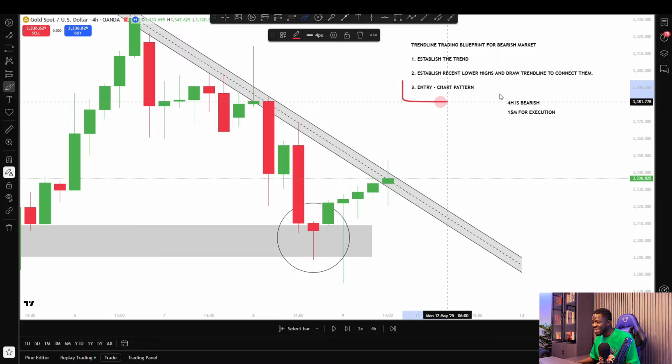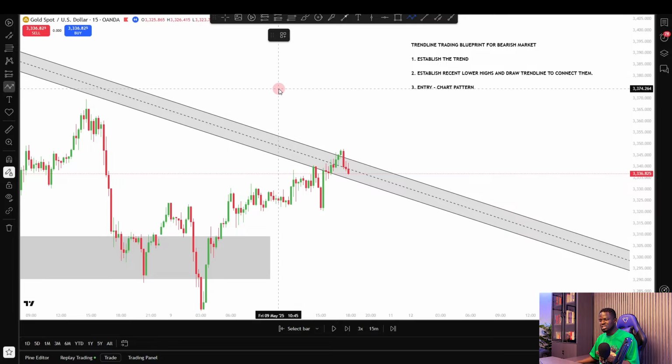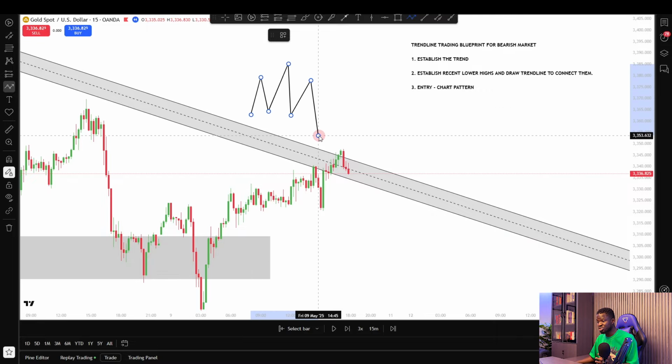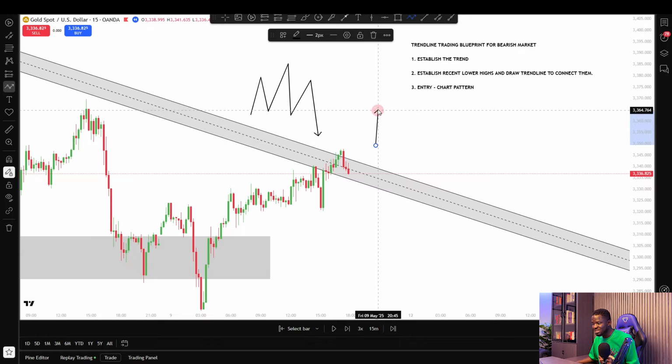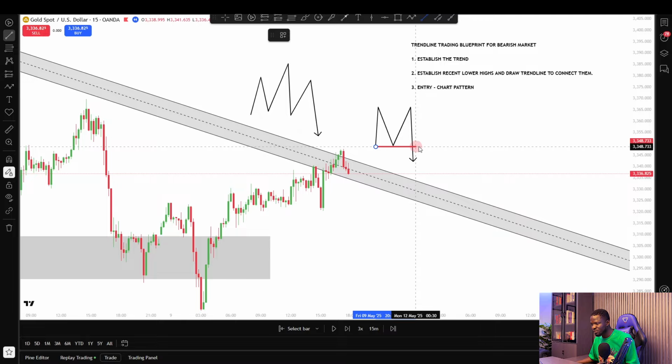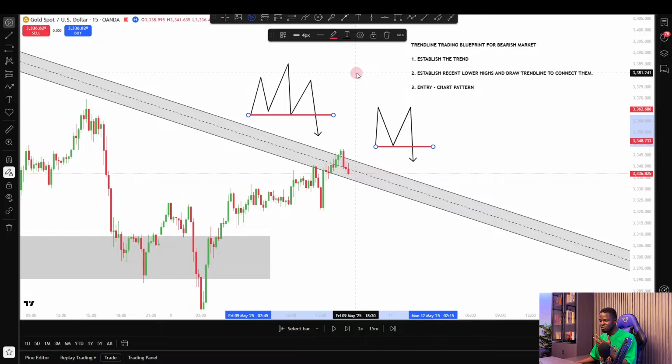The next step is entry, whereby we use a chart pattern to execute our sell position on the 15-minute time frame. There are two chart patterns we use to establish this trend line trading blueprint. The first one is head and shoulders for a sell position, while the second one is equal high or double top. To use this chart pattern, you have to exercise a lot of patience and wait for price to mitigate the neckline before you execute this chart pattern.